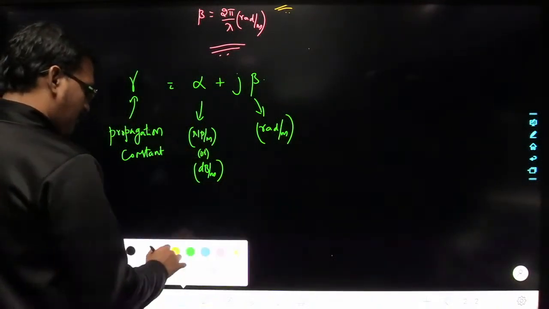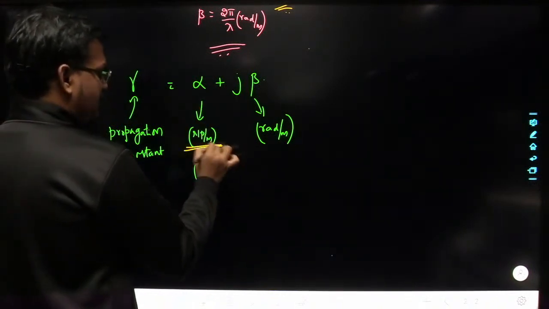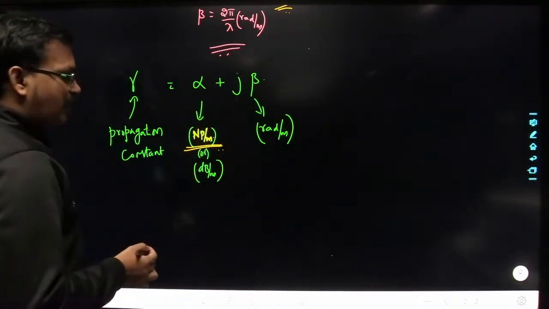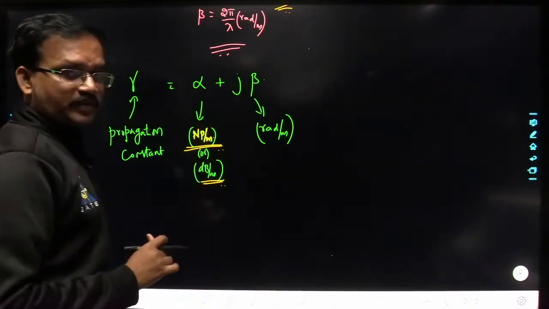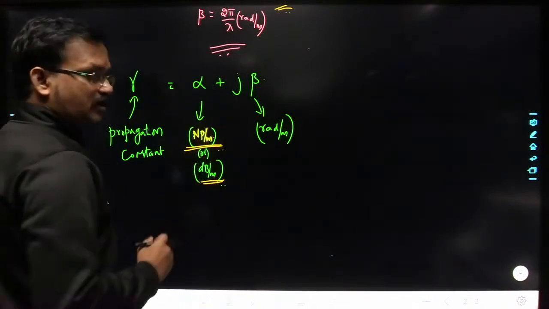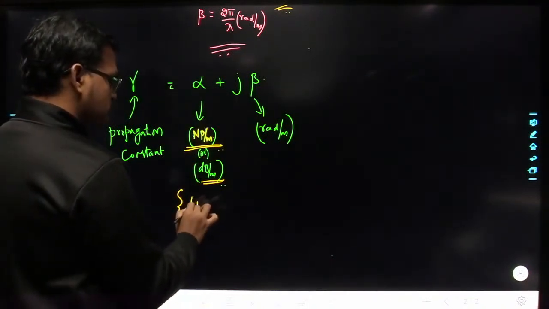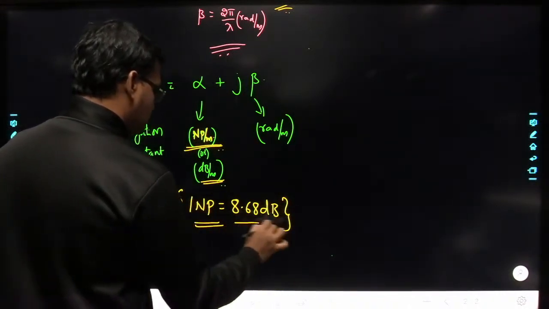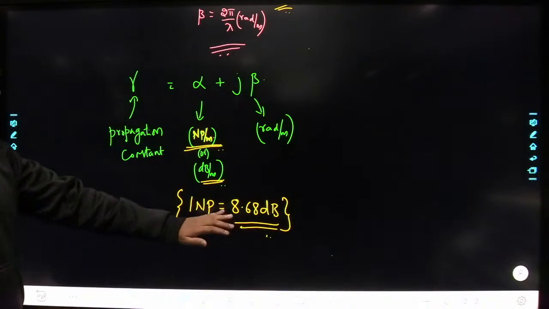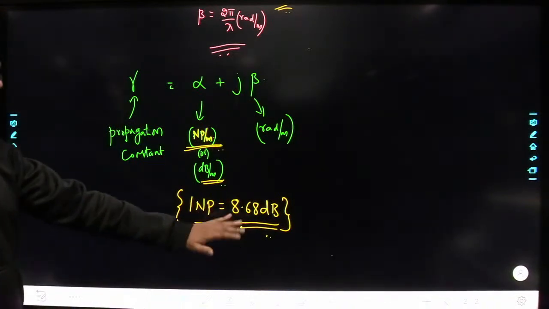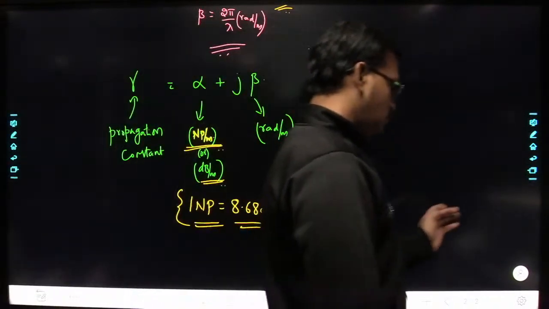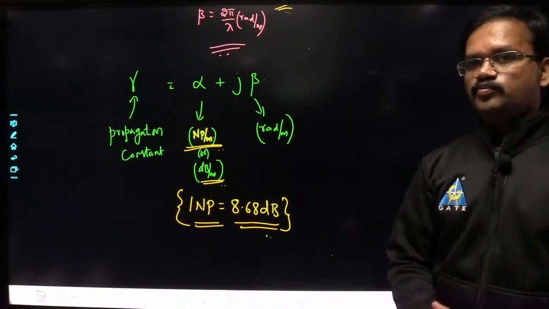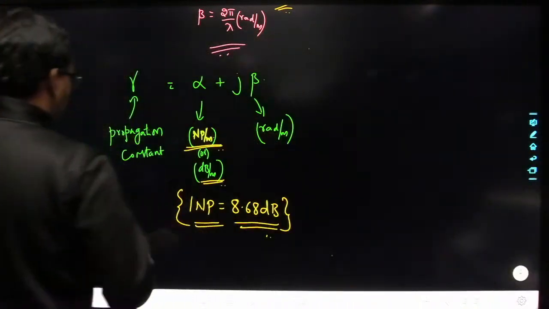Now here, whenever you are representing alpha, generally we will use the units nepers per meter. But sometimes they will ask in terms of dB per meter. So you have to know the conversion between nepers and dB. Remember this conversion directly: one neper is equivalent to 8.68 dB. Wherever you want to convert nepers into dB, you can directly use this relation. One neper is equivalent to 8.68 dB. Understood? Okay.